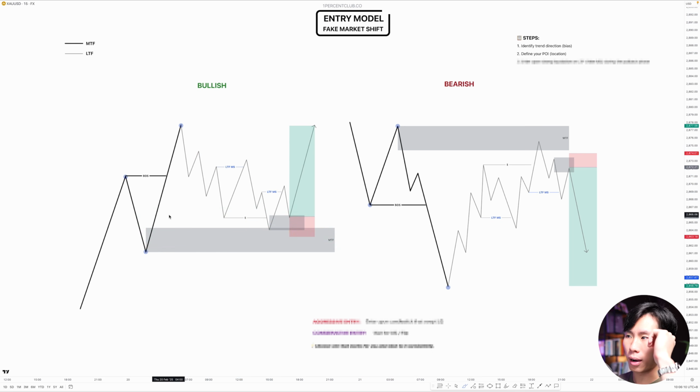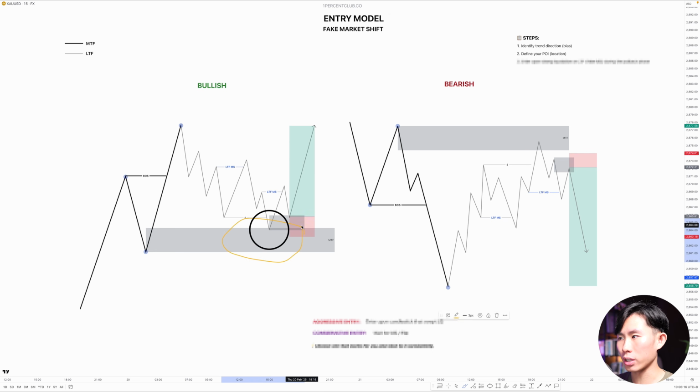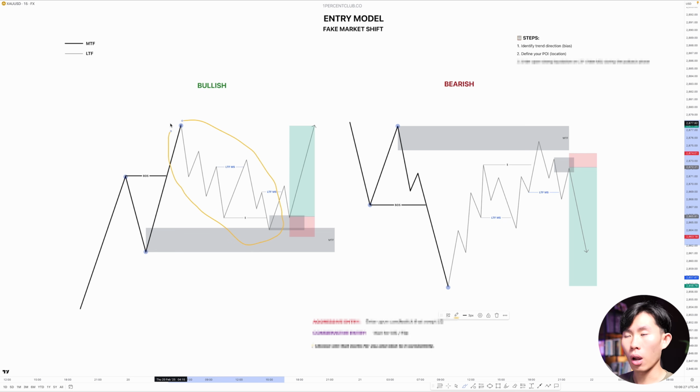Okay, here's the magical part, and this is really the secret on how you can get those sniper precise entries. Once price mitigates your point of interest, that is where you want to look for this entry model itself. It's called the fake market shift entry model. So basically during this pullback phase right here, we want to see some form of strong liquidation, right? What the hell is strong liquidation? What are you actually yapping about, Brad?